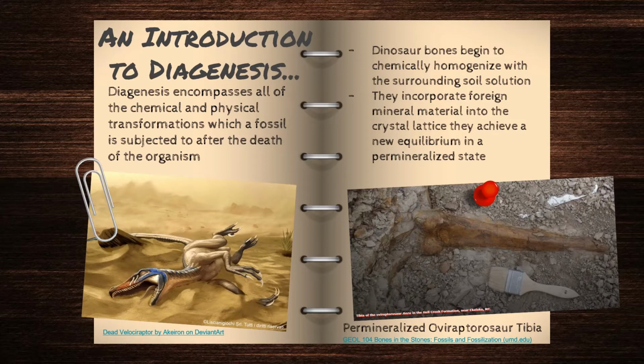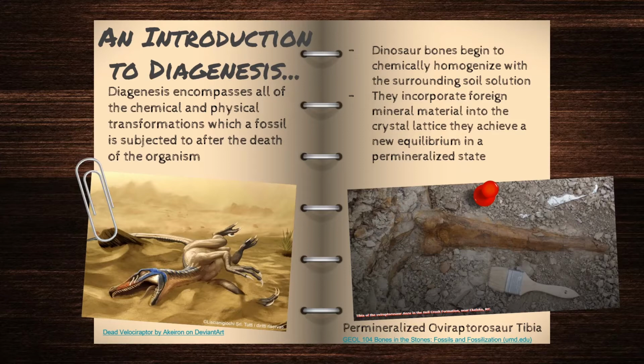physical weathering. This alteration results in the dissolution and recrystallization of fossil fluids into interstitial pore spaces in the bones, and ionic exchanges between the organism's remains and the host rock where this burial occurs. To geochemically restabilize, terrestrial vertebrate fossils, such as dinosaur bones, begin to chemically homogenize with the surrounding soil solution. As they incorporate foreign mineral material into their crystal lattice, they achieve a new equilibrium in a permineralized state.